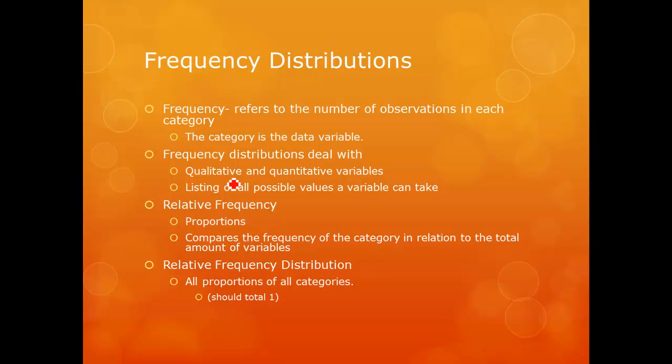Frequency distributions deal with qualitative and quantitative variables. We can do it for both kinds. It's the listing of all the possible values a variable can take. Relative frequency deals with proportions. Proportions are percents without the multiplication by 100. Proportions are always represented in decimal form, and it compares the frequency of the category in relation to the total amount of variables. Relative frequency distributions are all proportions of all categories. It should add up to 1, and I'll show you what I'm talking about.